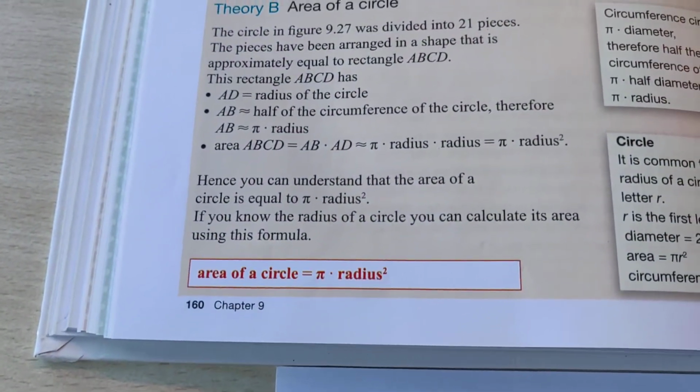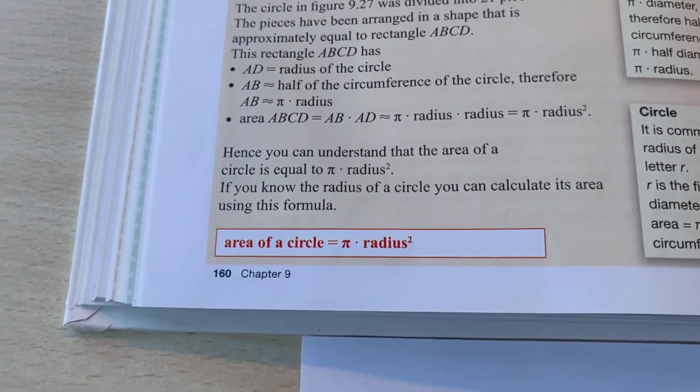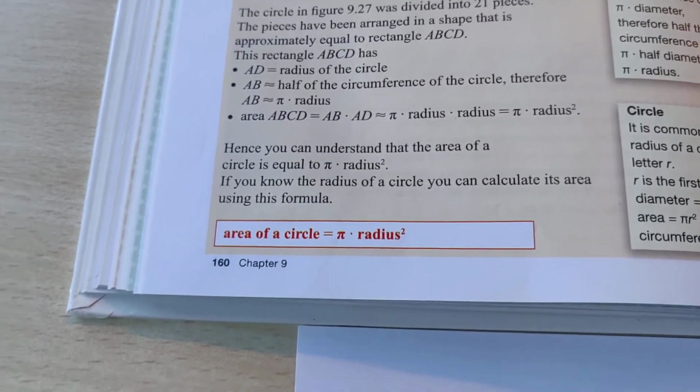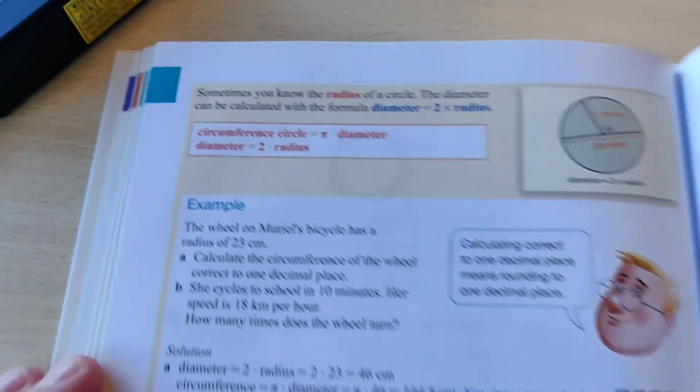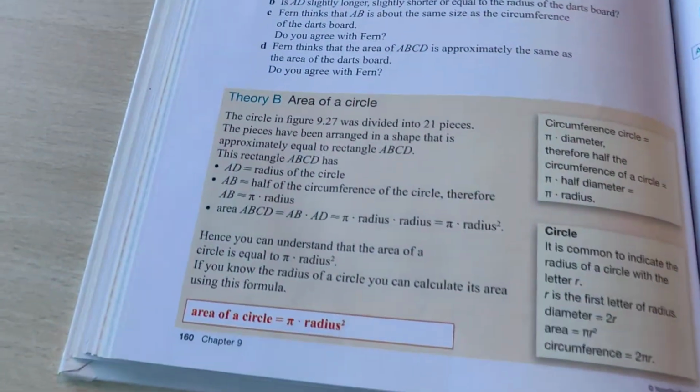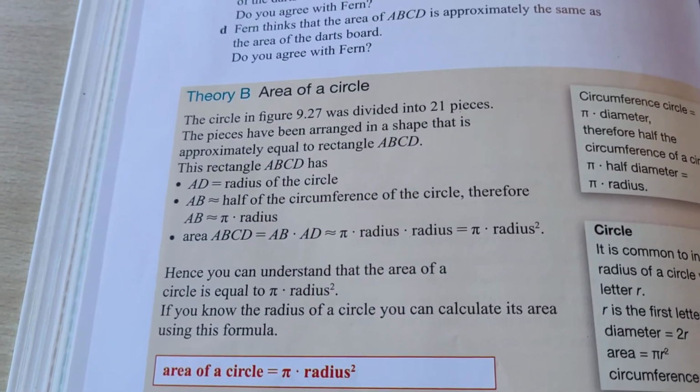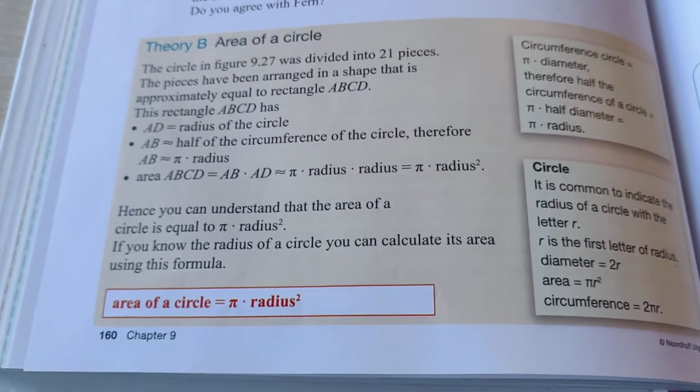So if you want to calculate the area for a circle, you have to use this formula. The area of a circle is pi times the radius squared. If you want to calculate the circumference, that's what we learned earlier. The circumference is pi times the diameter, and the area is pi times the radius squared. So if you know the radius, you can calculate the area.